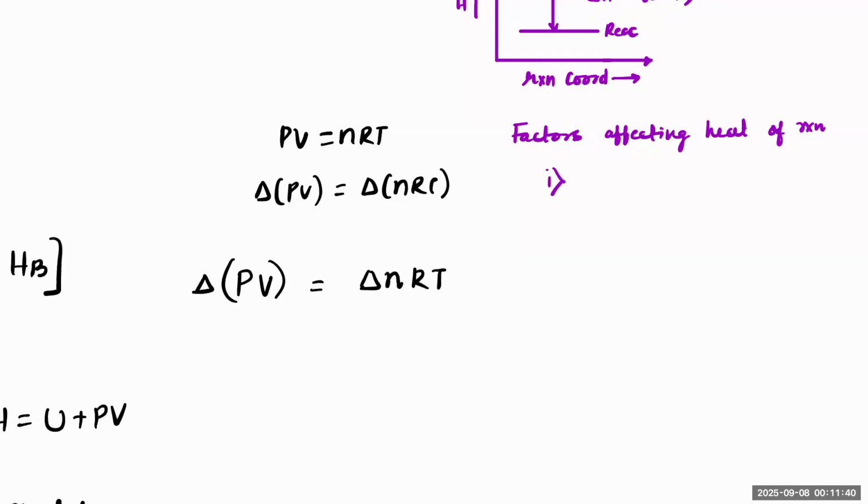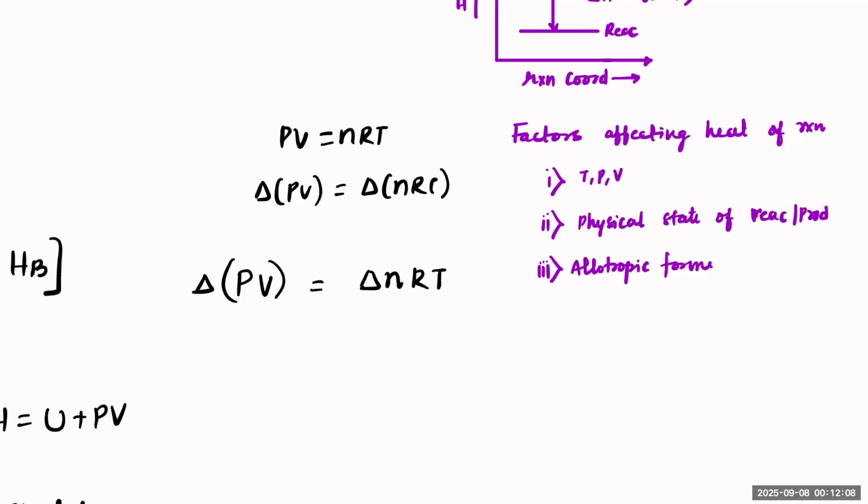First factor is temperature, pressure, volume. Okay. Second factor, what did I say? Physical state of reactants or products. Third factor, what did I tell you? This is about allotropic forms. Fourth factor, amount of components.